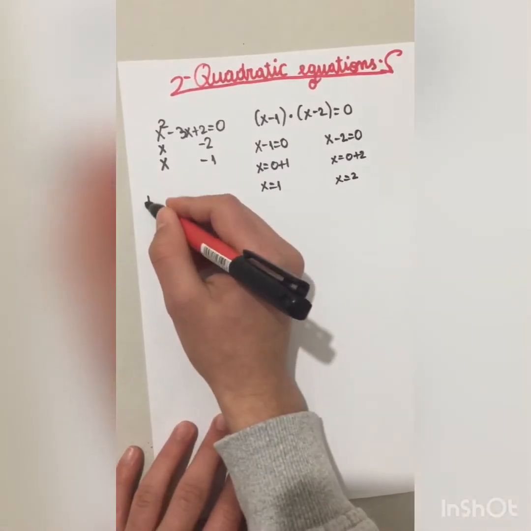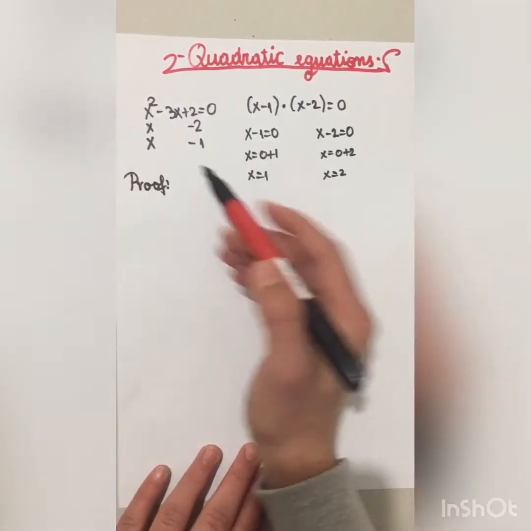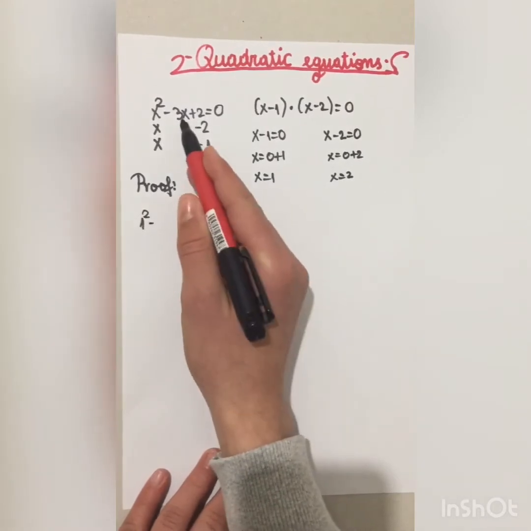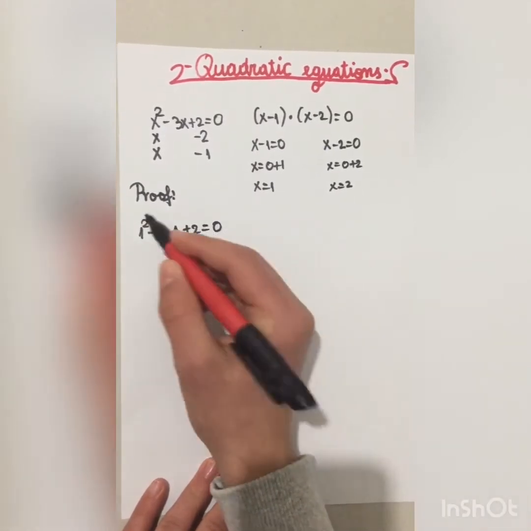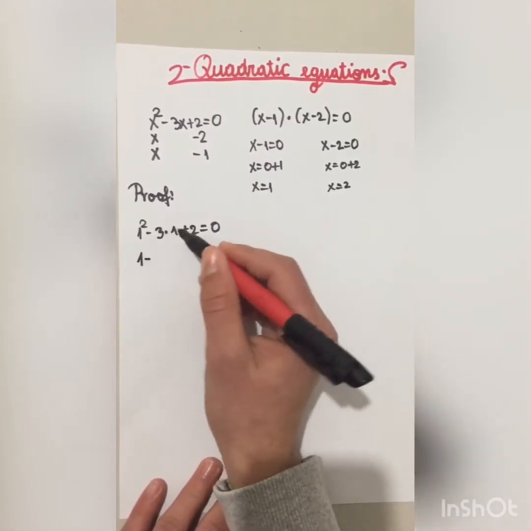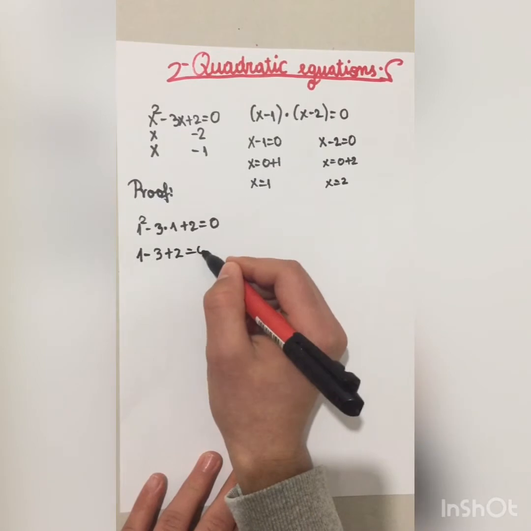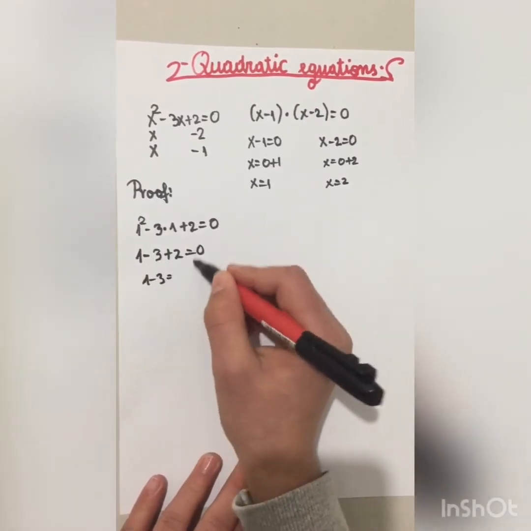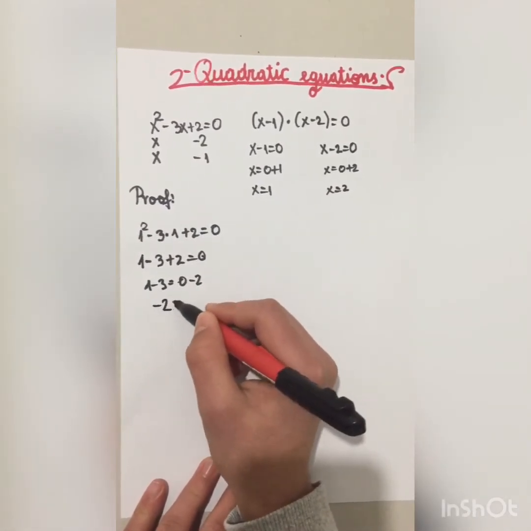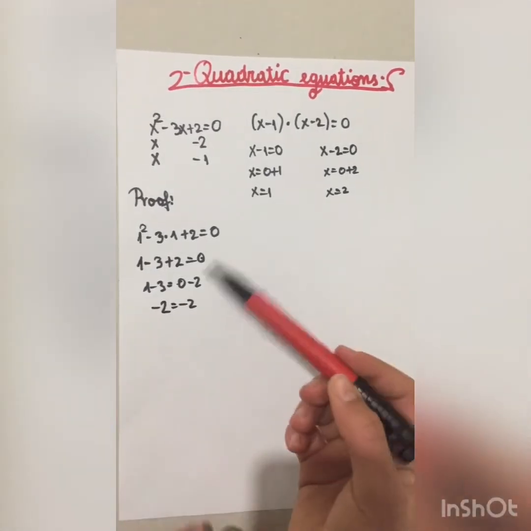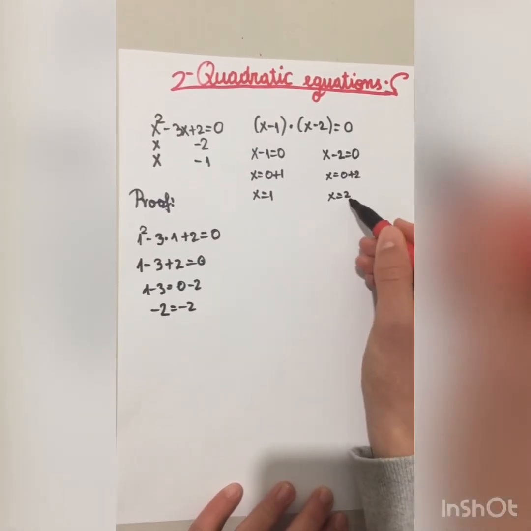Here we can have a proof. Instead of x, we can write 1 squared minus 3 times 1 plus 2 that equals 0. 1 squared is 1, minus 3 times 1 is minus 3, plus 2 equals 0. 1 minus 3 is equal to minus 2, and minus 2 plus 2 is 0. Here we can see that the x is correct.